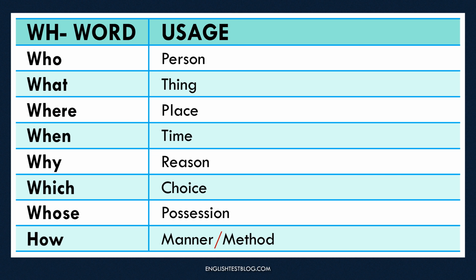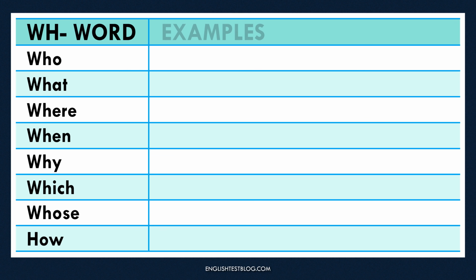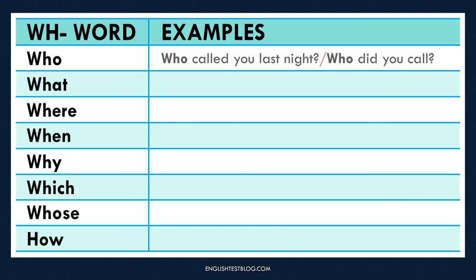When the main verb in the question is a form of to be, like is, are, was, or were, you also don't need to use an auxiliary verb. The WH question word is followed directly by the verb to be. Who called you last night? Or, who did you call?